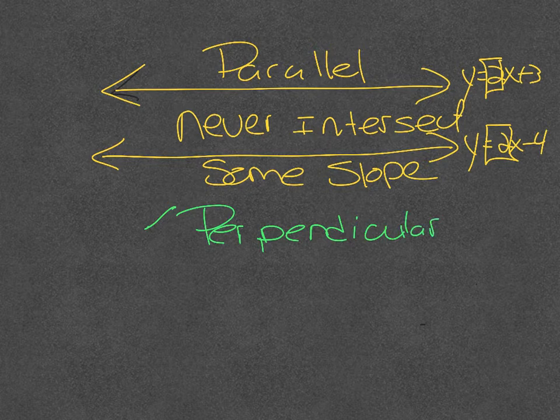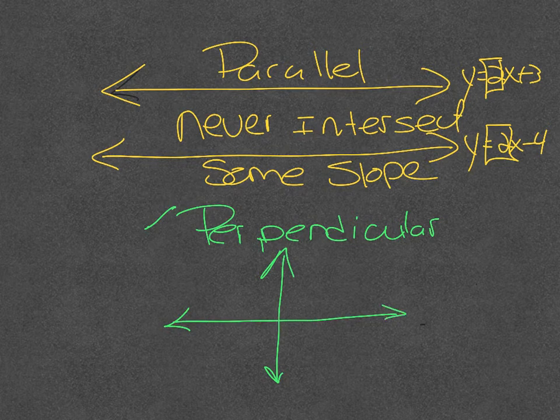Okay, perpendicular lines intersect each other at a 90-degree angle. They intersect each other at a 90-degree angle. And because they do that, their slopes are going to be the opposite reciprocal.